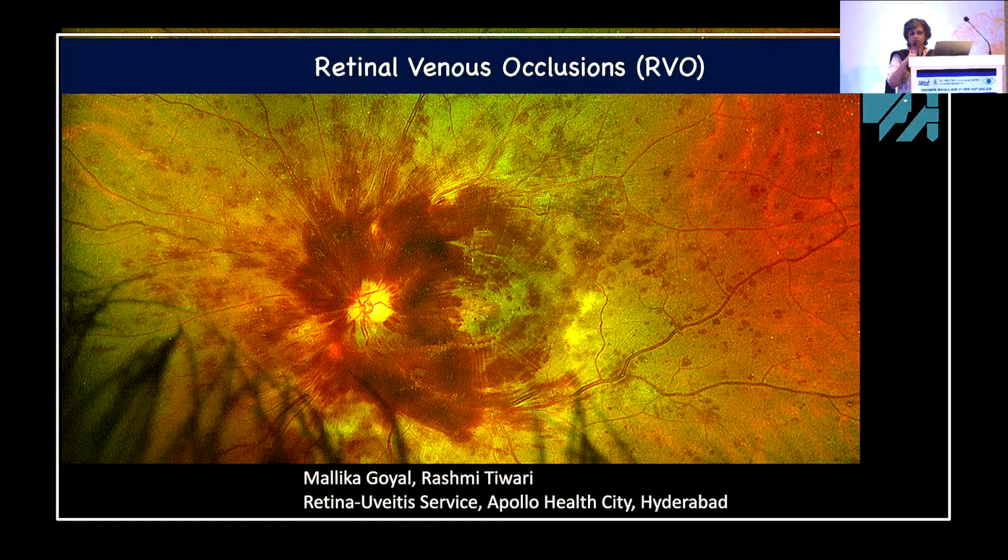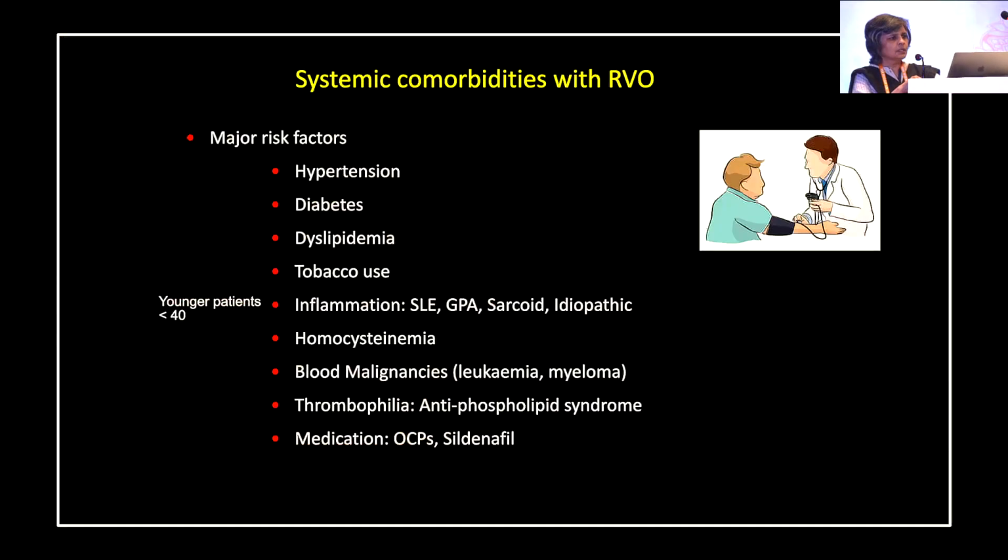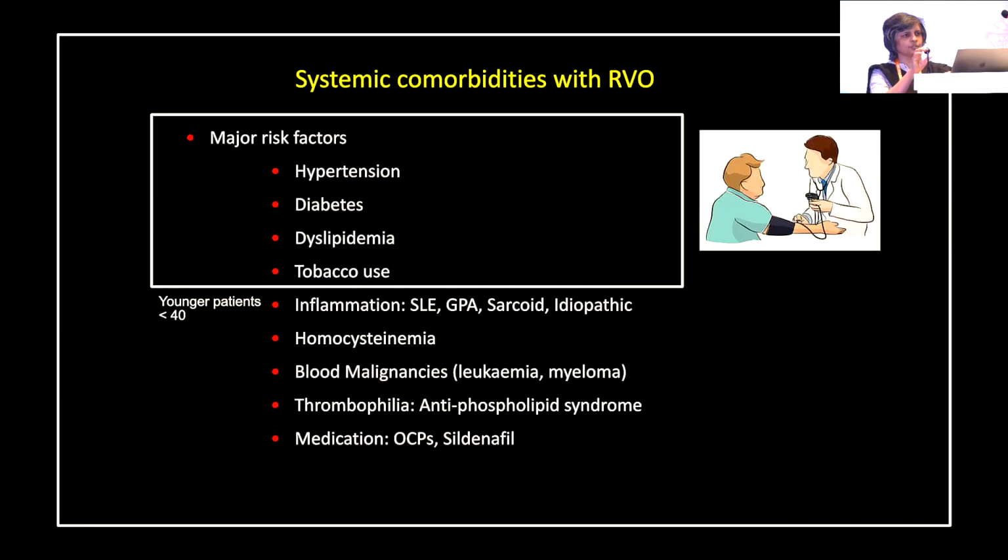I'll be speaking on practical management of retinal vein occlusions. So the first thing to look for when we see a patient with vein occlusion is to start looking for systemic comorbidities.